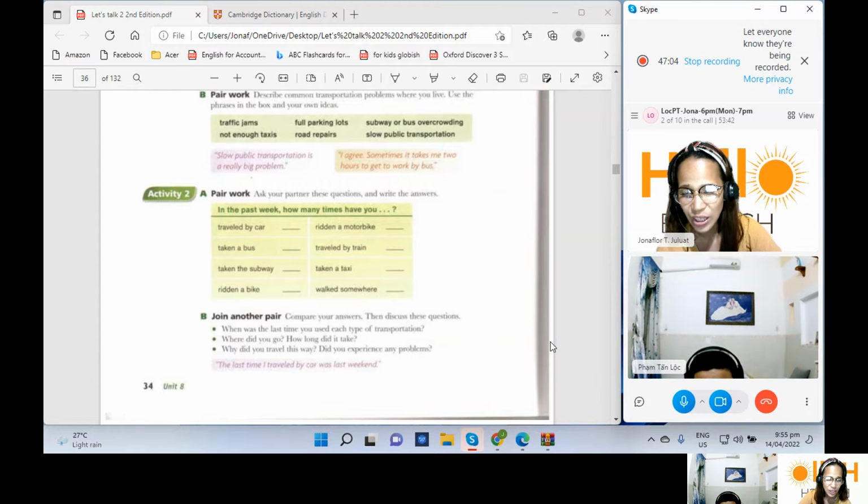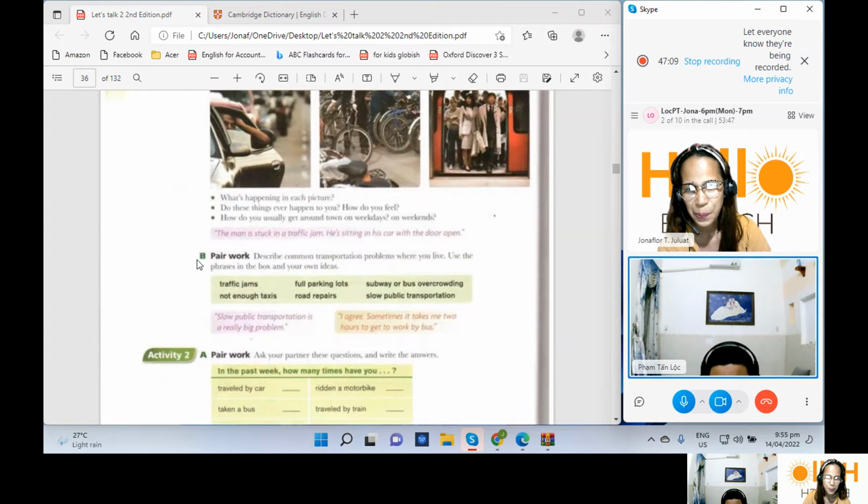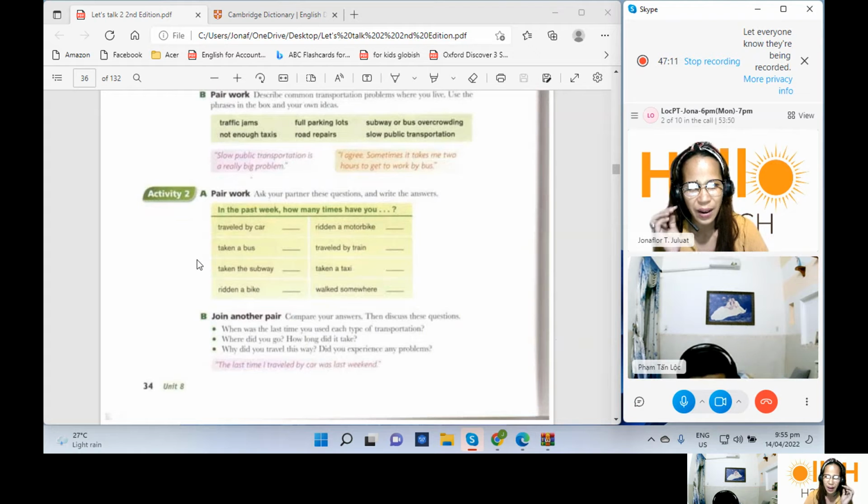Okay, so let's continue. We still have 5 minutes left. Okay, so pair, ask your partner these questions and write the answers. Traveled by car. In the past week, how many times have you traveled by car? Is it every day you travel by car, Luke? I travel by car every day. Okay. How about taking a bus or a school bus? Have you tried that?